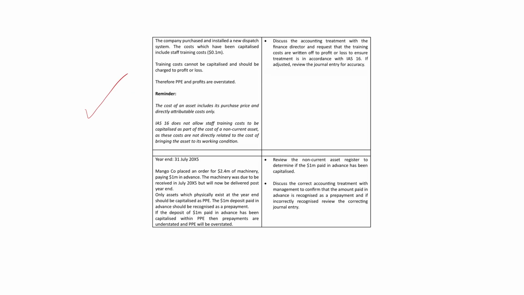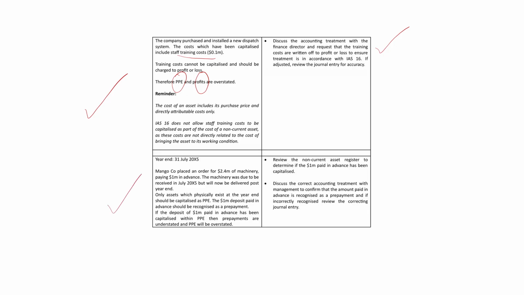The company has purchased and installed a new system, and the costs that have been capitalized include staff training costs. We know this cannot be done. This has been incorrectly capitalized. My assets and my profits are overstated. They've not expensed this off, therefore my profit is overstated. Because this is an identified error, the plan or the response is I'm going to discuss the treatment with the finance director and I'm going to ask them to adjust this.